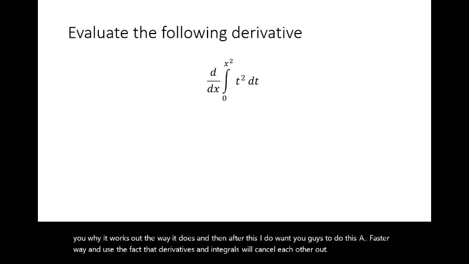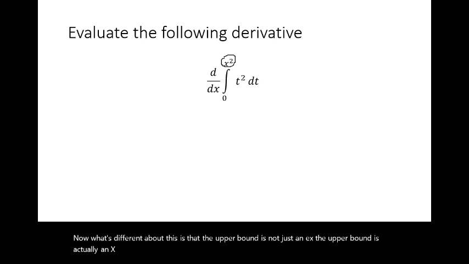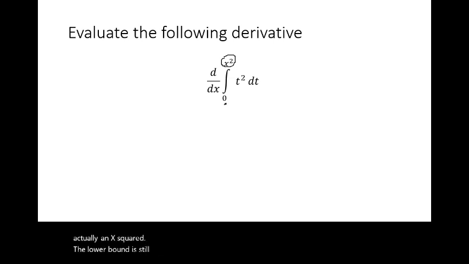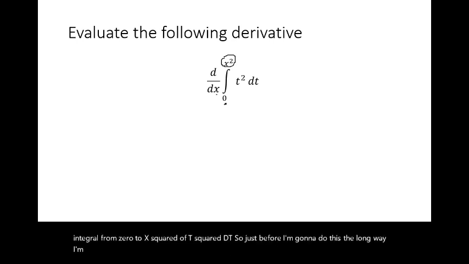Now, what's different about this is that the upper bound is not just an x, the upper bound is actually an x squared. The lower bound is still that fixed number 0, and we're taking the derivative with respect to x of the integral from 0 to x squared of t squared dt. So, just like before, I'm going to do this the long way. I'm going to evaluate the integral first.